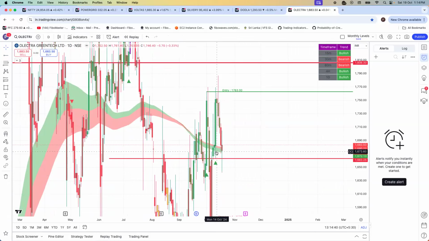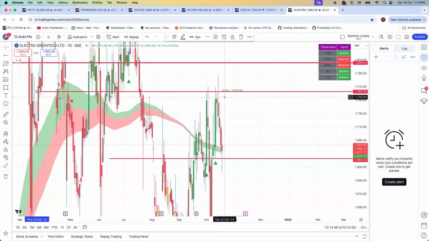If it's very small, I'll mark this zone. But if it's very big, I'll just mark it like this. I don't mark it as a zone. Below this is telling for me only, okay? It's a confirmation sell below this. Here, till here, I have a confirmation. So all you need to do is, here, on the 1 day time frame, 1763 below is sell.